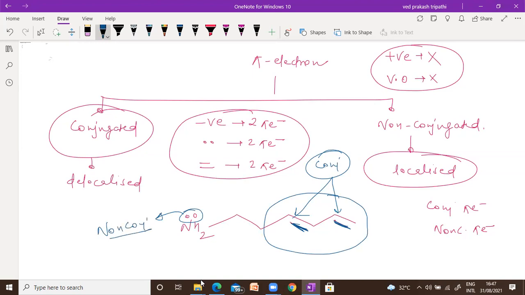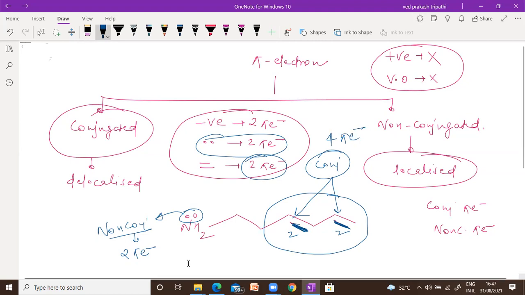And you know that lone pair will give you 2 pi electrons. So non-conjugated is 2 pi electron. While they both double bond is your conjugated, and that will also give you 2 pi electrons. So overall 2 from here, 2 from here. So conjugated is your 4 pi electron. It makes sense. The conjugated and non-conjugated pi electron.